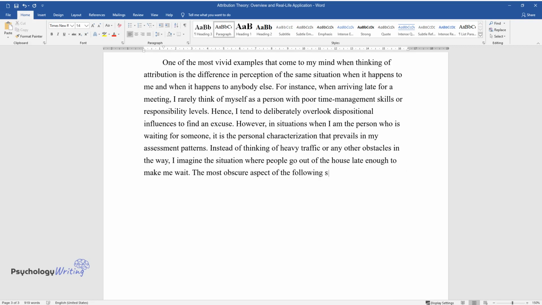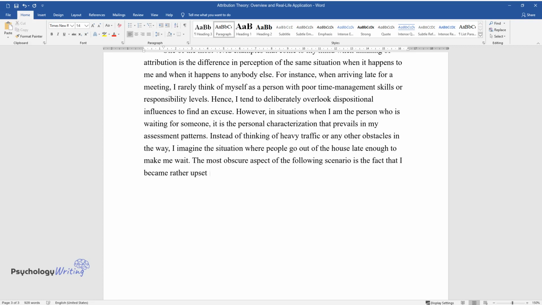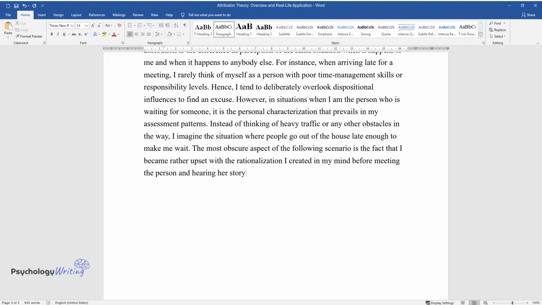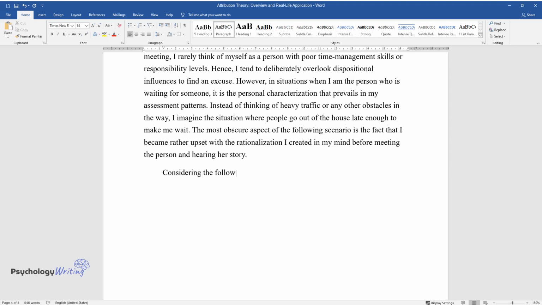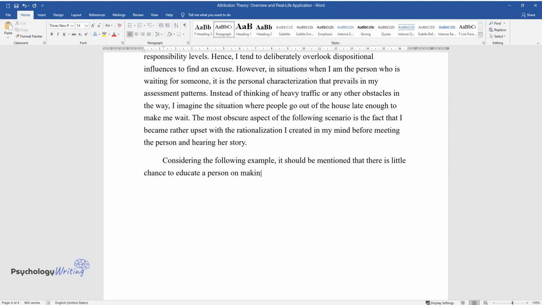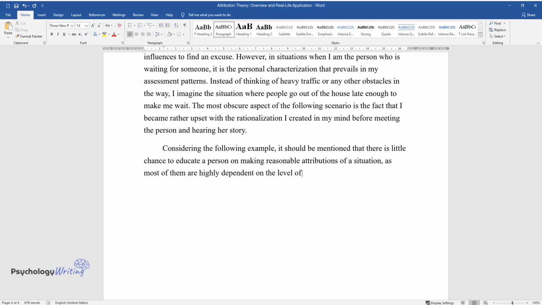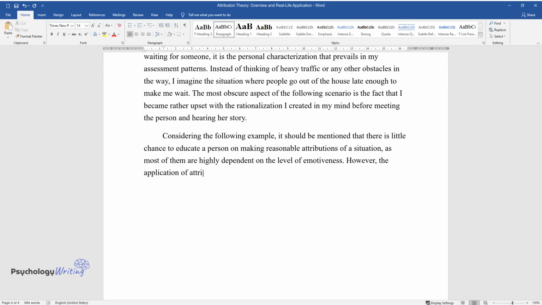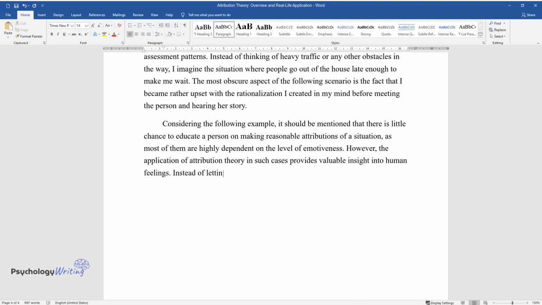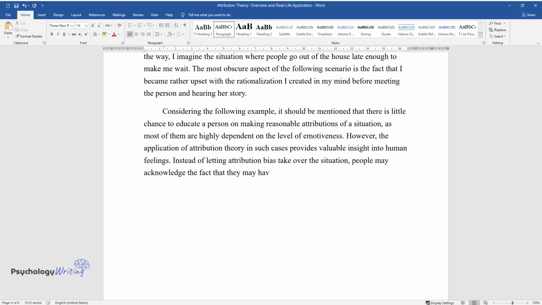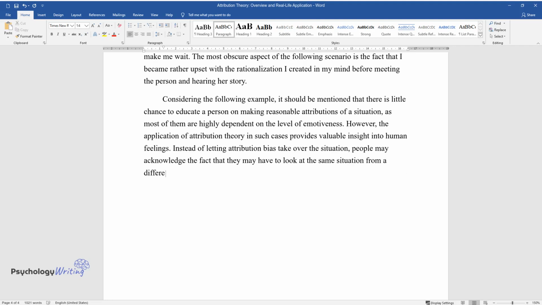The most obscure aspect of the following scenario is the fact that I became rather upset with the rationalization I created in my mind before meeting the person and hearing her story. Considering the following example, it should be mentioned that there is little chance to educate a person on making reasonable attributions of a situation, as most of them are highly dependent on the level of emotiveness. However, the application of attribution theory in such cases provides valuable insight into human feelings. Instead of letting attribution bias take over the situation, people may acknowledge the fact that they may have to look at the same situation from a different angle.